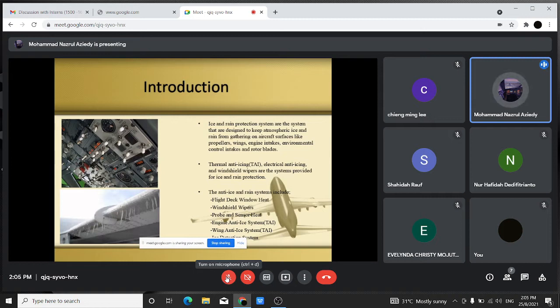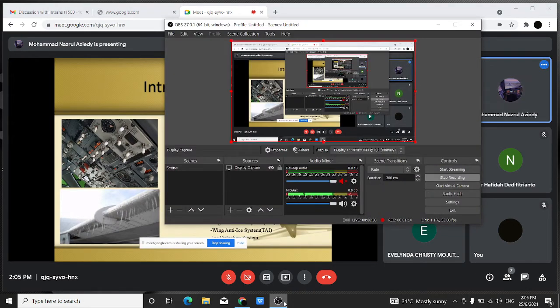So the ice and rain protection systems enable unrestricted operation in icing conditions and heavy rain. For anti-icing, hot air or electrical heating protects critical areas of the aircraft. Ice and rain protection systems are designed to keep atmospheric ice and rain from gathering on aircraft surfaces like propellers, wings, engine intakes, environmental control intakes, and rotor blades.